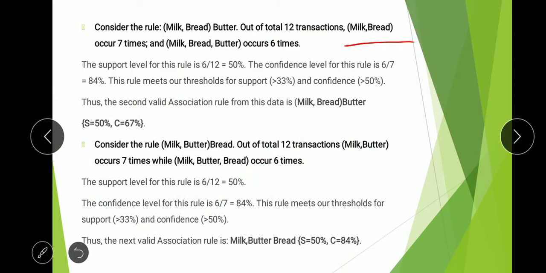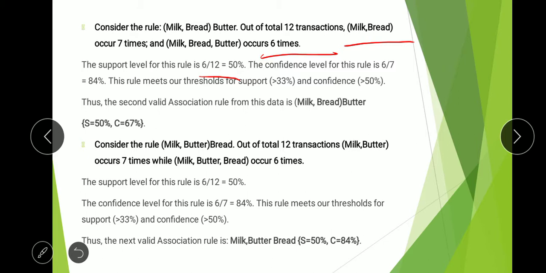Again we have to find the support level. Milk and bread, what is support level? X union Y. What is X? X union Y. It is milk, bread and butter all together, that is 6 times. So, 6 out of 12. 6 out of 12, that is 50%. Yes, again it is meeting our support level.